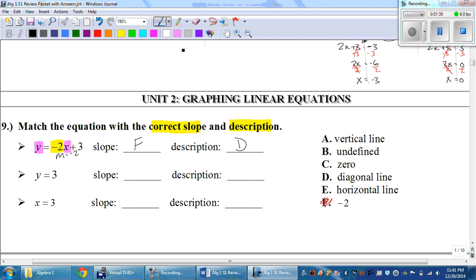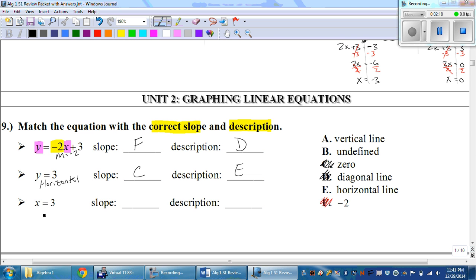Next one. Y equals 3. Now, it's not in y equals mx plus b. This is a special case. And this is what we told you guys that you need to memorize, okay? When it's a y equals, you should know that the slope is 0, okay? And anytime your slope is 0, it is a horizontal line, okay? When it's y equals, you should know right away that it's horizontal.